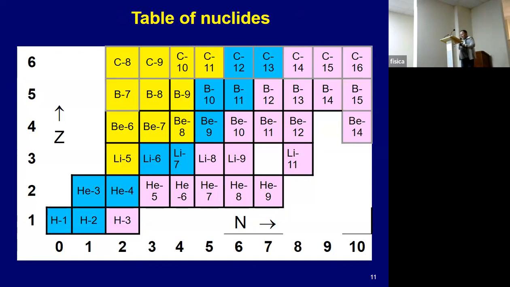The vertical axis is the charge number Z. The horizontal one is the number of neutrons N. A row in the table represents isotopes of the same element. Stable isotopes are in blue cells, unstable in pink and yellow. The slide represents the beginning of the table of nuclides with isotopes of hydrogen, helium, lithium, beryllium, boron, and probably carbon. The physical properties of isotopes, their stability, depend on the number of protons and neutrons in the nucleus.